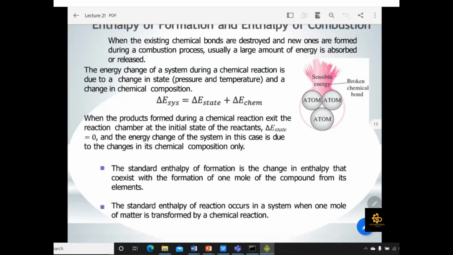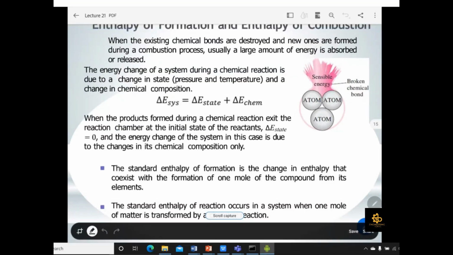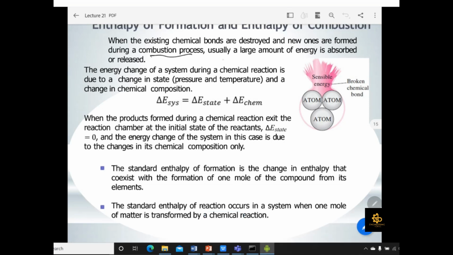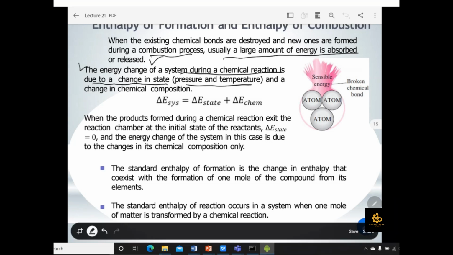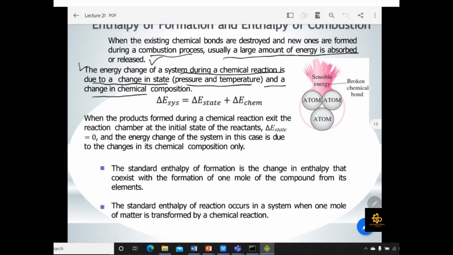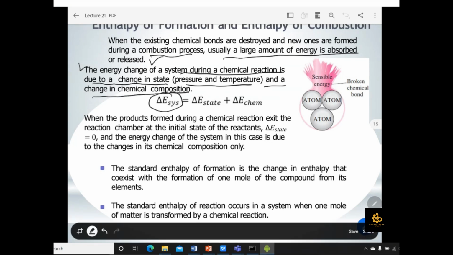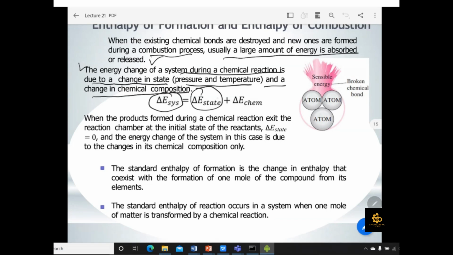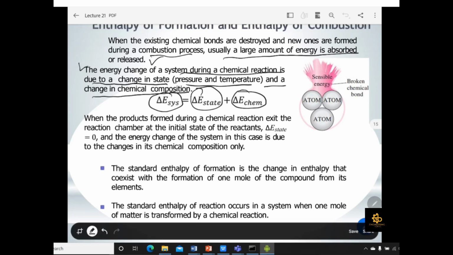Okay, so now we already know that whenever existing chemical bonds are destroyed and new ones are formed during the combustion process, a large amount of energy is either absorbed or released. The energy change of a system during a chemical reaction is due to a change in state, that is pressure and temperature. So here we are specifying the state we are talking about, and a change in chemical composition. Simply, we can say that the change in internal energy of the system is the change in energy of state plus the change in energy of chemical composition.